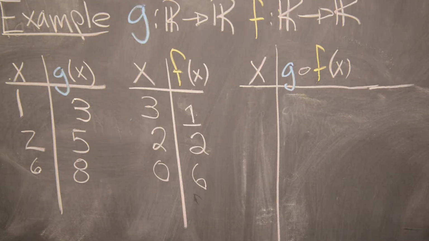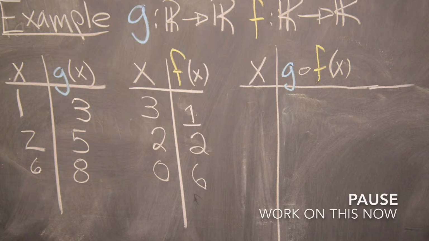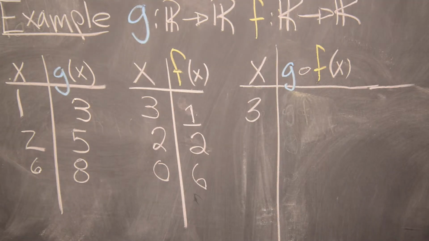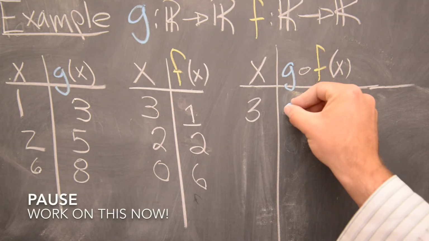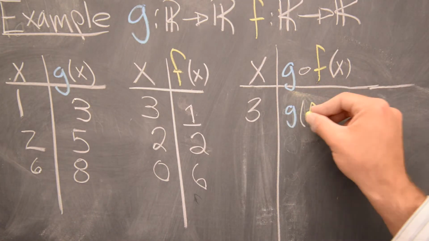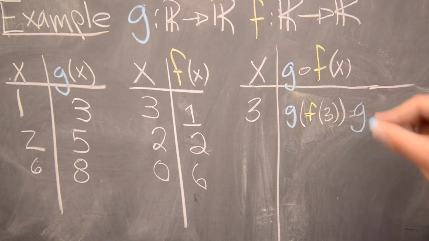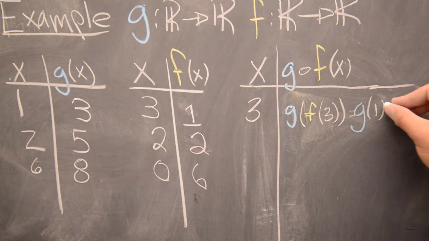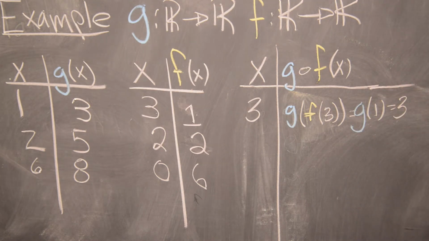Here we have two functions, f and g. We do not have an explicit formula for f or g, but we do have a table that summarizes some values for f and g. Can you make a table for the composite function g composed with f? What is g composed with f of 3? We want to plug f of 3 into g. Looking at the table, we see that f of 3 is 1, and g of 1 is 3. So g composed with f of 3 equals 3.